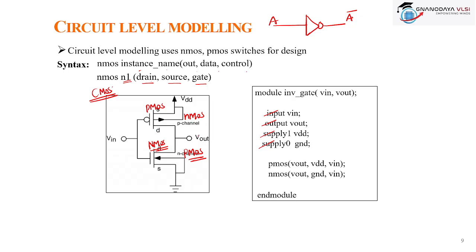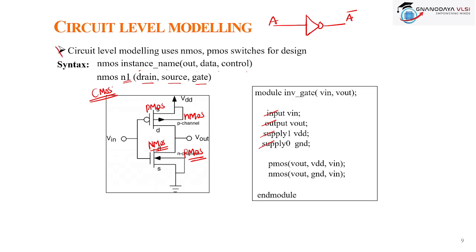For PMOS, what is the output? V out is the output, and what is the source? VDD. And what is the input? V in. Okay. For NMOS also, V out is the output, ground is the source, and V in is the control pin. And end module. Okay.